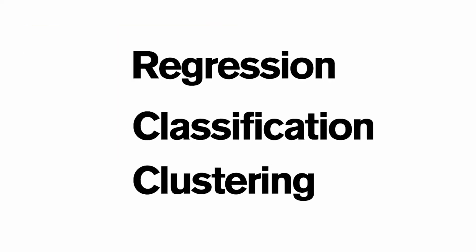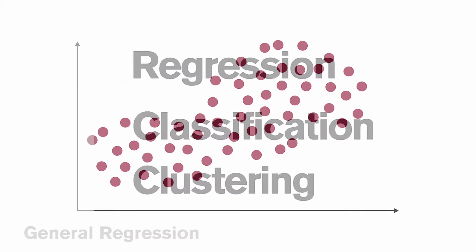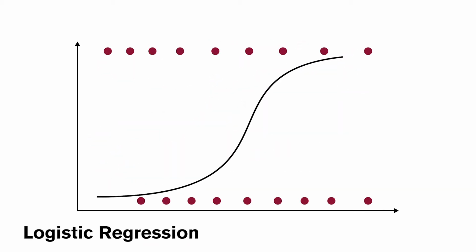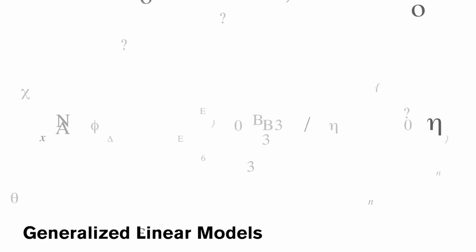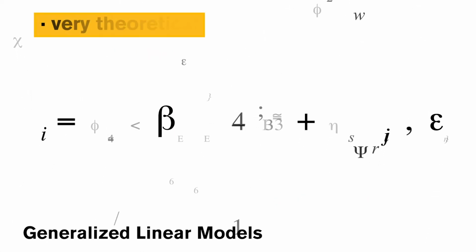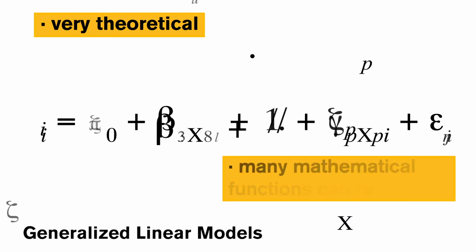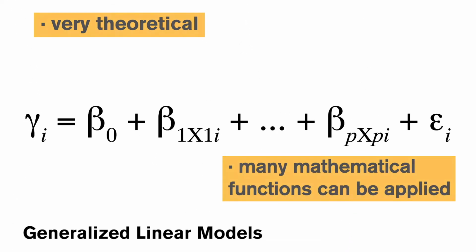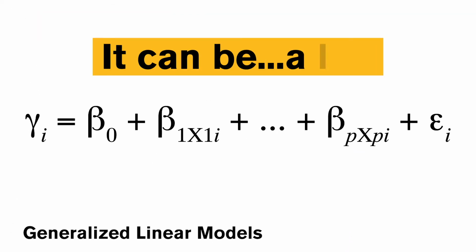So we've got regression, classification, and clustering. Within regression, there are plenty of different options. You've got general regression, you've got logistic regression, you've got generalized linear models, which is very theoretical. You can apply lots of different mathematical functions to it. It can be a lot.